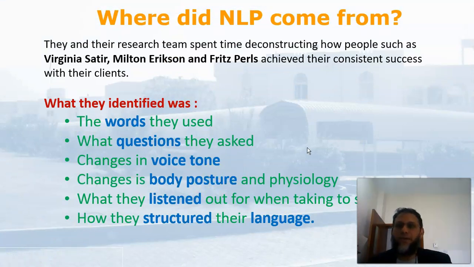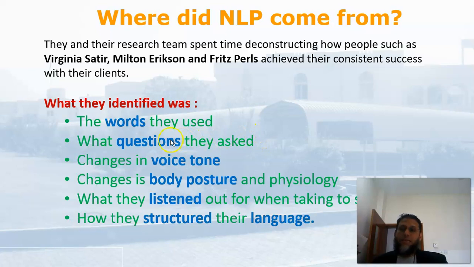So what they have identified, they identify these 6 things. One, the words used by the successful people, what type of specific choosy words they are using, and also what questions they are asking others, and also their voice tone, how they are using their voice, and also they studied their body posture, the body language.